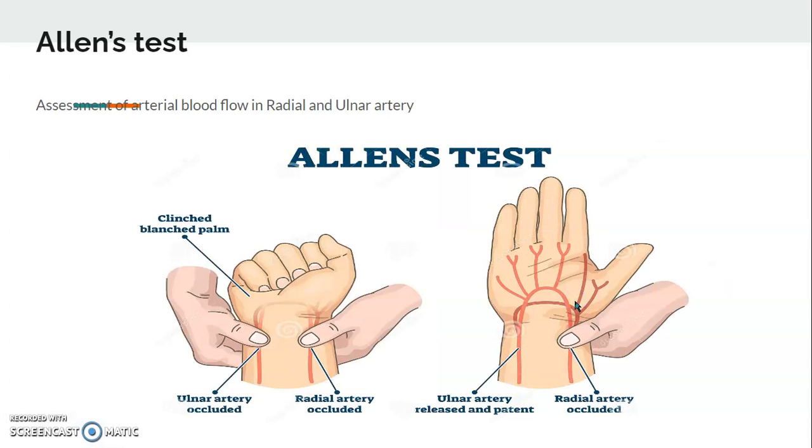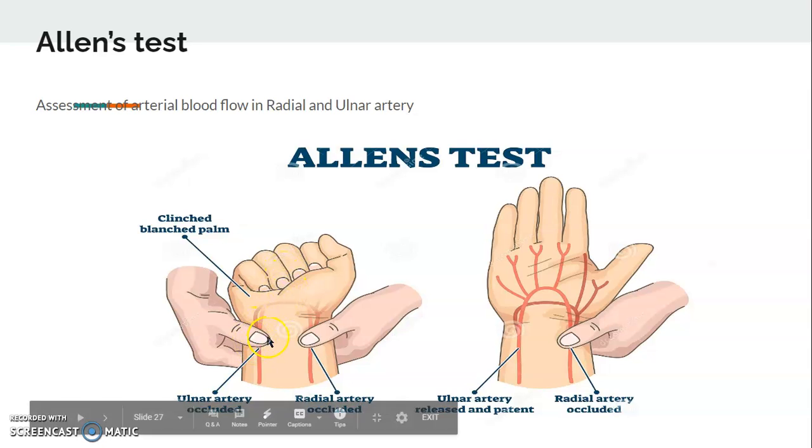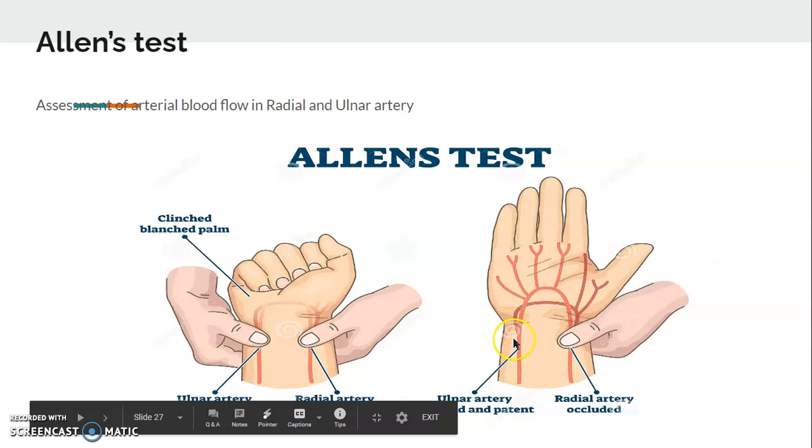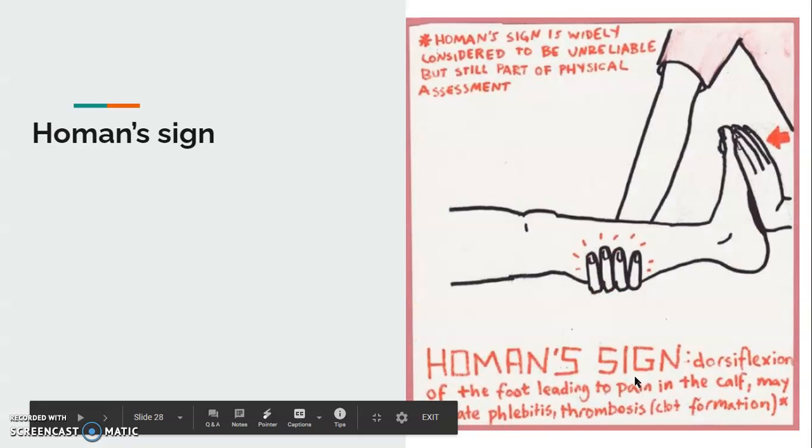The next is Allen's test, which is performed to check the radial and ulnar artery blood flow. For this you have to ask the client to clench the palm tightly, and you will hold both the arteries with the thumbs, and you will release one thumb and ask the patient to open the palm, and you will see the blood flow. This can be repeated by closing the ulnar artery and releasing the radial artery.